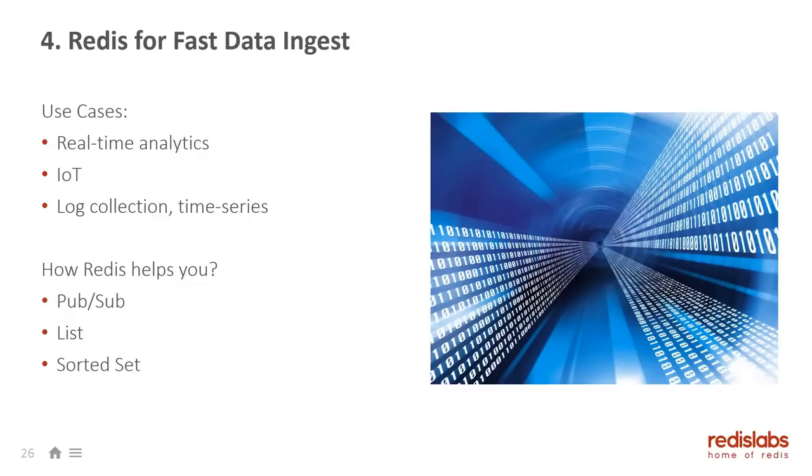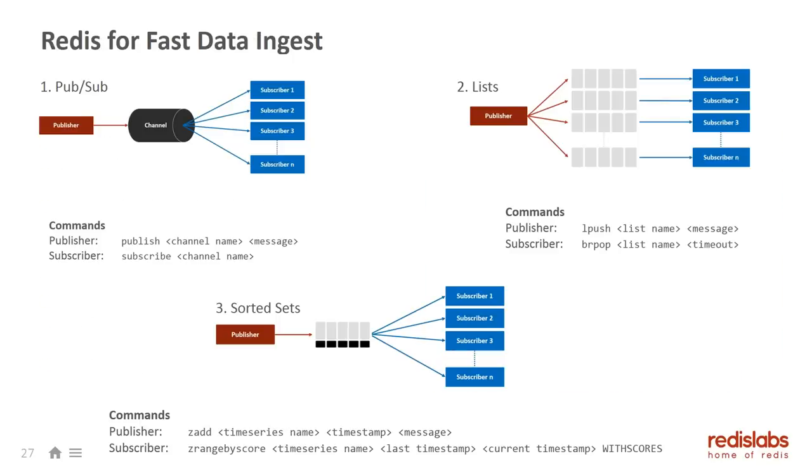Redis has very powerful data structures, as I said, and also it has PubSub capabilities. So I'll do a demo in a while and show how you can do PubSub in Redis. What's cool about Redis is since it writes data in memory, data reads and data writes have the same performance. They're extremely fast. So you can do millions of writes per second, and you can still stay up, right? Now, Redis for fast data ingest. You can see on the screen, I have three examples: PubSub, lists, and sorted sets. I'll do a quick demo of PubSub.